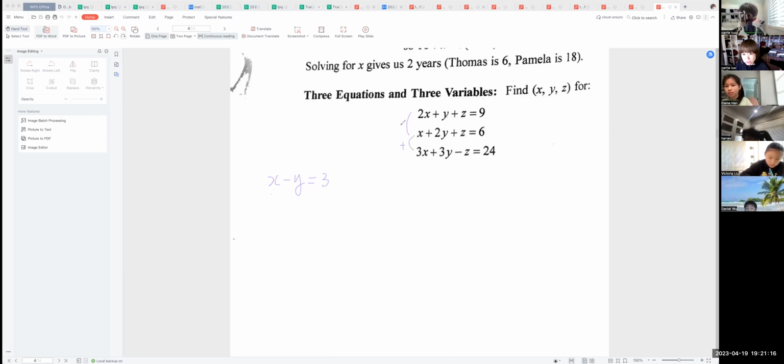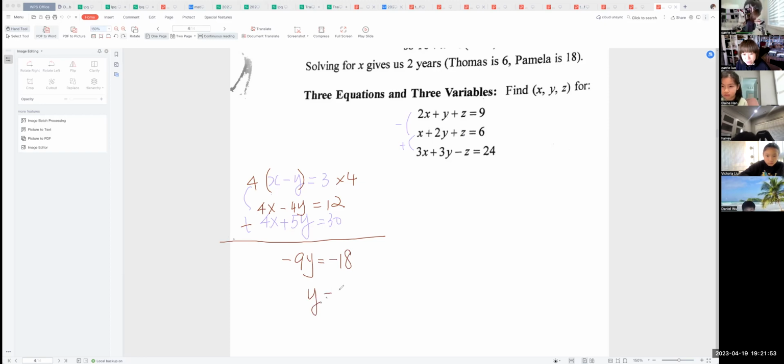Okay, now I'm going to do this one. This time I'm not using minus, I'm using plus. 3x plus 1x equals 4x, and 2y plus 3y equals 5y, and z minus z equals 0, so equals 30. So we have an equation like that. How do we do this one? We times 4 and times 4. So we have a new equation, 4x minus 4y equals 12. Again, subtract it. 4x minus 4x equals 0, negative 4y minus 5y equals negative 9y equals negative 18. So y equals 2. Correct, everybody?